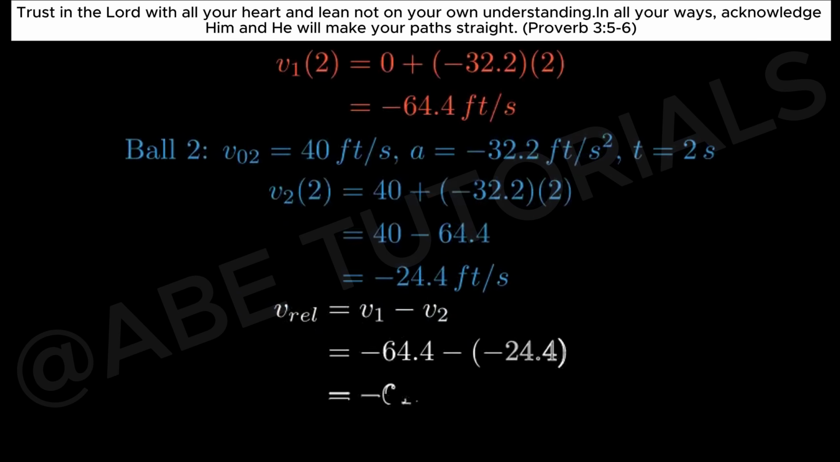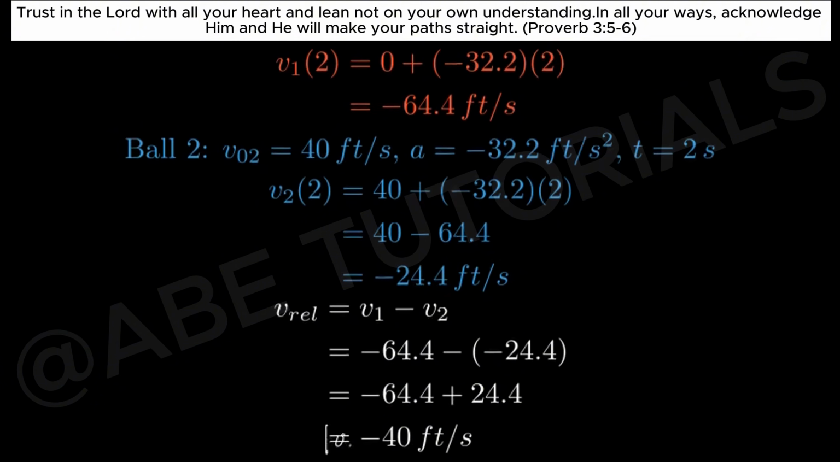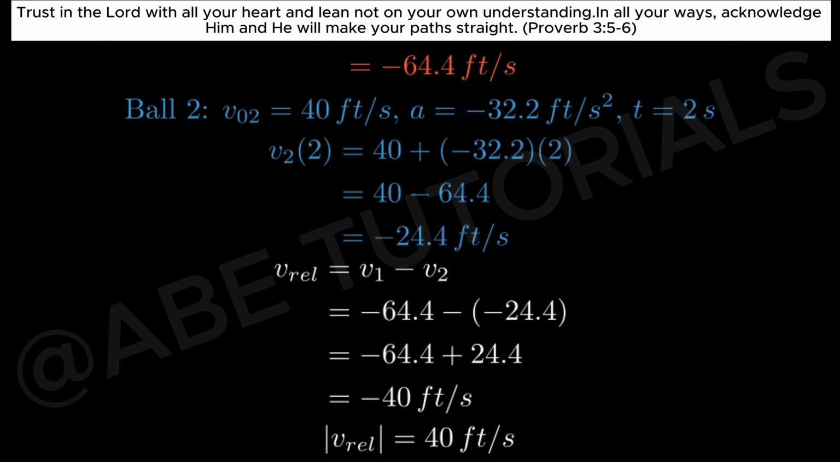The relative velocity is the difference between these velocities. V relative equals v1 minus v2 equals negative 64.4 minus negative 24.4 equals negative 40 feet per second. The magnitude of the relative velocity is 40 feet per second. This means ball 1 is moving 40 feet per second faster than ball 2 at their meeting point.